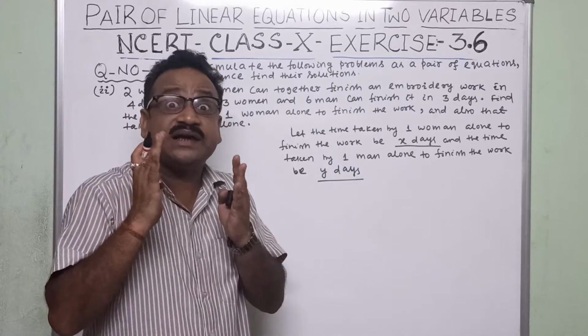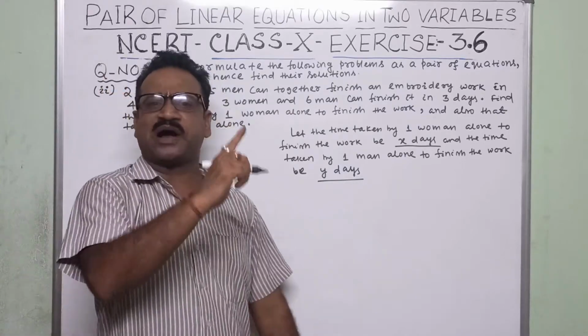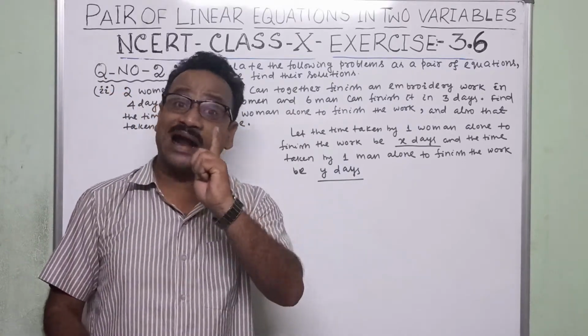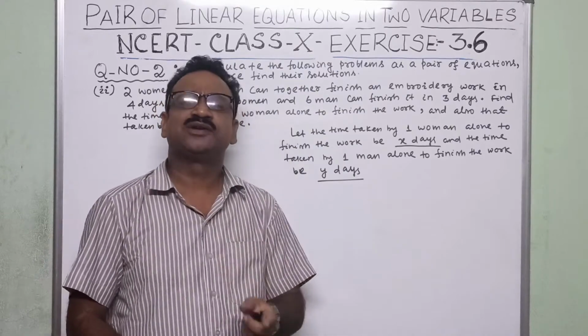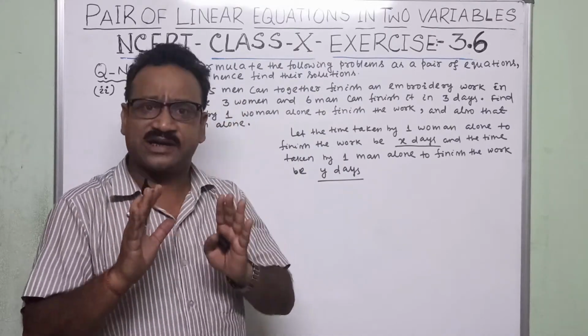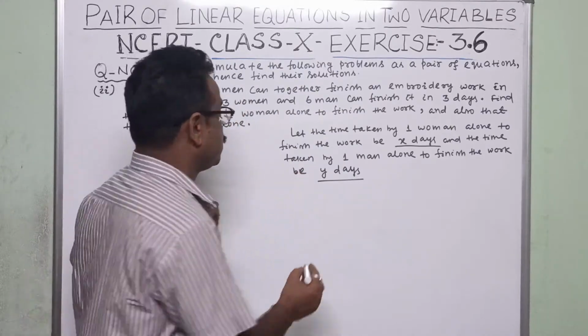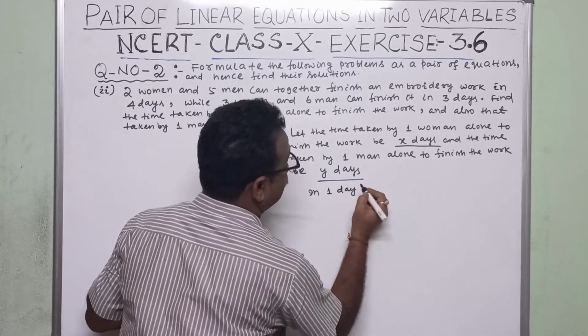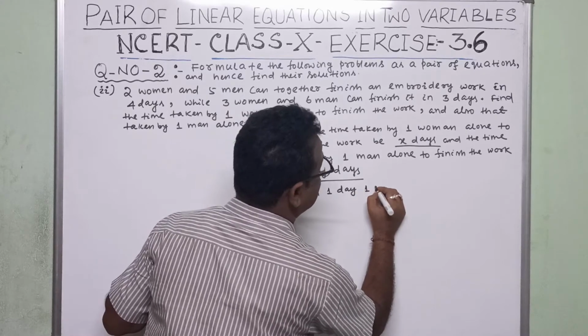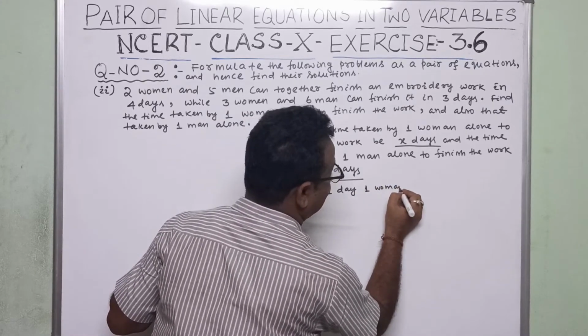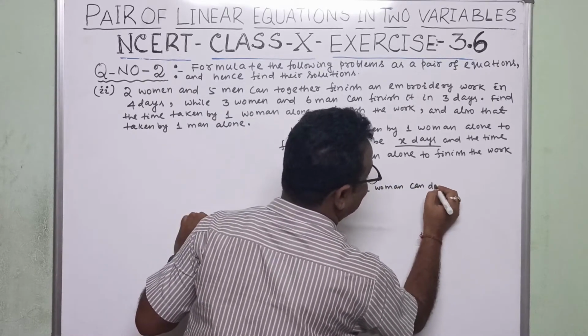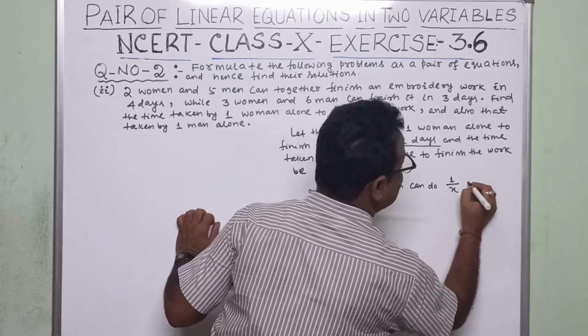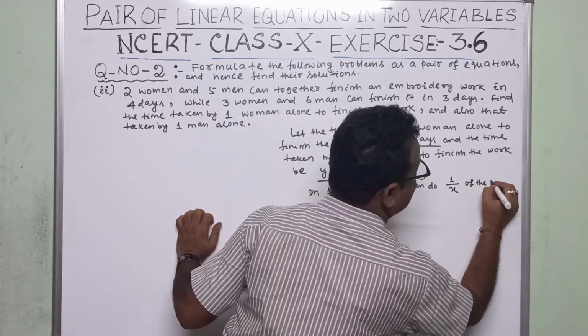But in time and work, you have to find out the work for 1 day, otherwise you will not get the correct answer. So in 1 day, 1 woman can do 1 by x of the work.